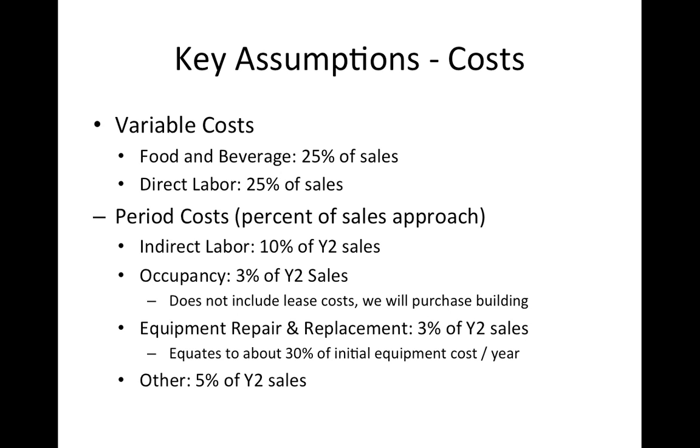I have variable costs, food and beverage, 25% of sales, direct labor, 25% of sales. Whatever assumption you make here, you need to cite some support for it. In my case, I did research looking at information on the internet about restaurants and what their typical variable costs are, and these were the two categories that came up. And I did research on what the food and beverage versus direct labor costs are. These numbers are consistent with that, kind of in the middle of that range.